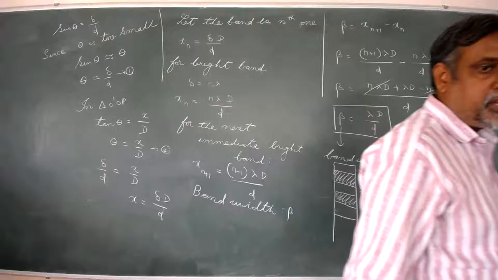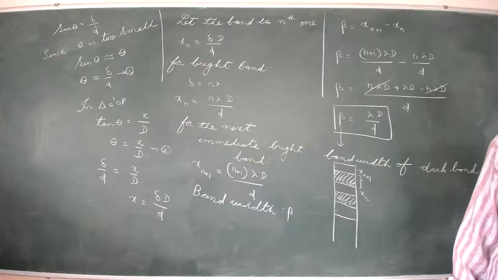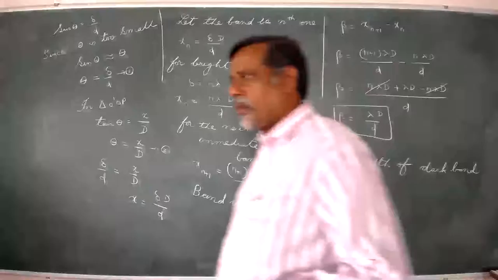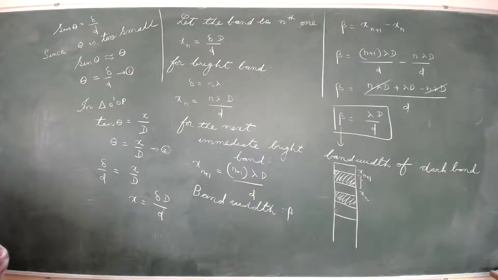Many people have a confusion in this regard. Got it? Since we have taken lambda, which is the path difference for the formation of a bright band, whatever lambda D by d we obtained, people may think that is the bandwidth of a bright band and get confused. No, that is the bandwidth of a dark band.